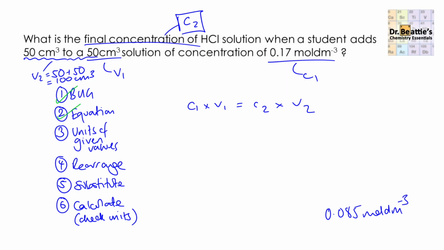Units are absolutely fine because they're in centimeters cubed. They're matched in terms of both volumes. Then we need to rearrange. We substitute in our values. And then we just put that into a calculator and get the answer of 0.085. Again, whilst these values were nice numbers, this particular equation and its rearranged form is going to be able to help you work out any new concentration on a dilution problem.